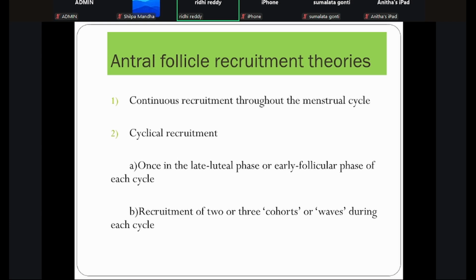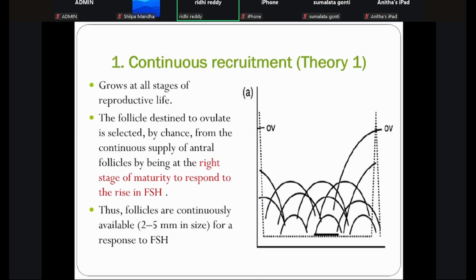Cyclical recruitment means once in the late luteal phase or early follicular phase of each cycle, or recruitment of 2 or 3 cohorts or waves during each cycle. Continuous recruitment means these follicles grow at all stages of reproductive life.